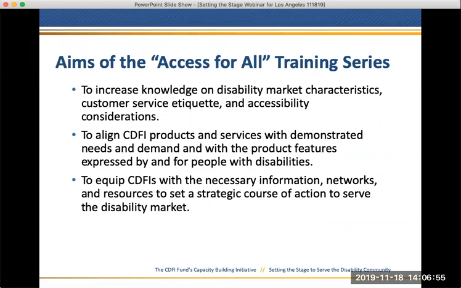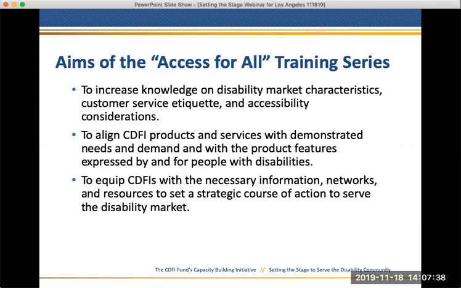Okay, so aims for the Access for All training series. The major aims of the series include increasing your understanding about the demographics and financial service characteristics of persons with disabilities, as well as increasing your cultural competency in customer service. These are all drivers that will help you shape financial products and service delivery in a way that addresses their needs. People with disabilities want many of the same things that your current customers want: jobs, housing, consumer lending products, but the difference may be in adjustments that you need to make in order for your products to be usable and with the product features and characteristics that are important to people with disabilities.